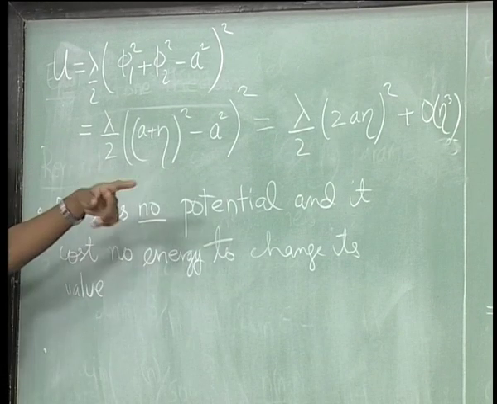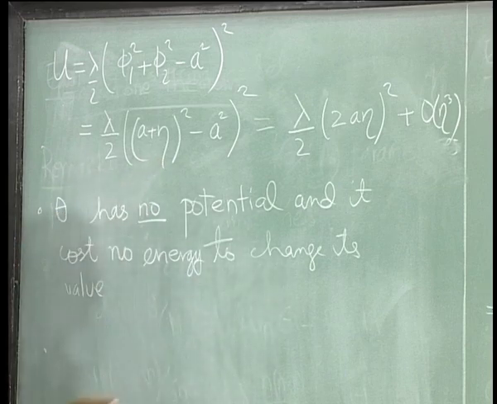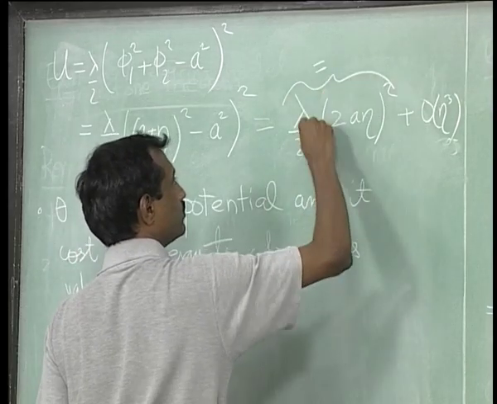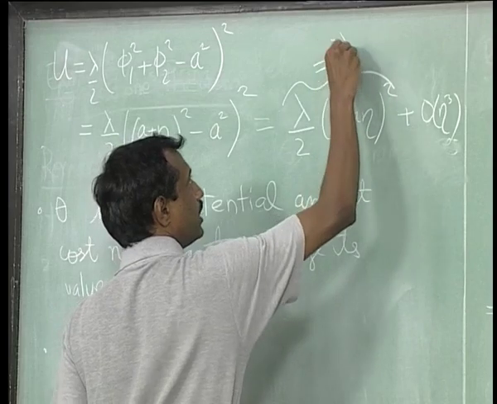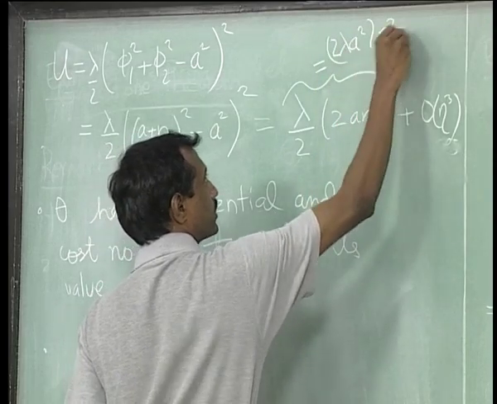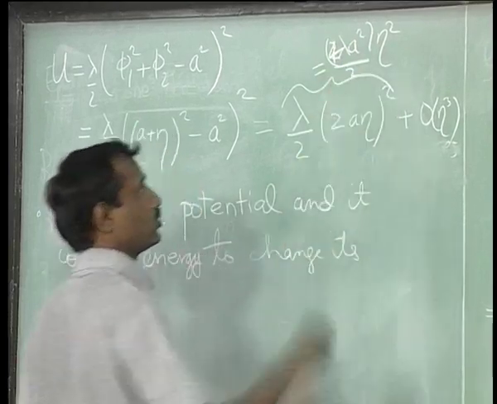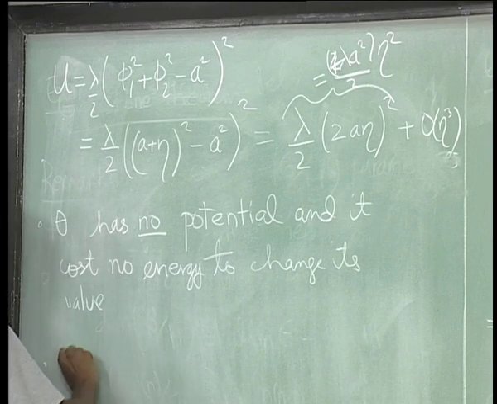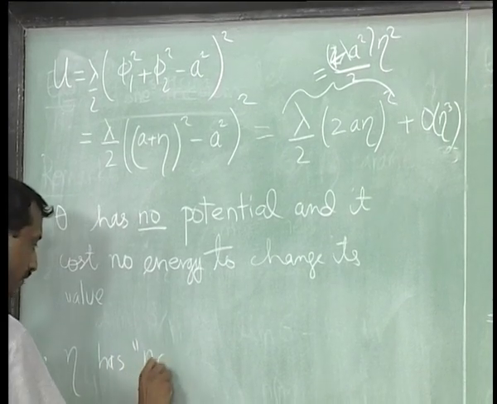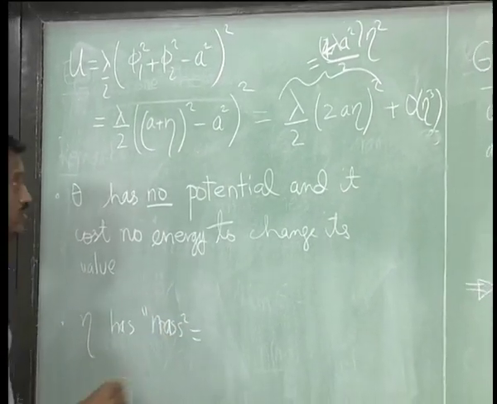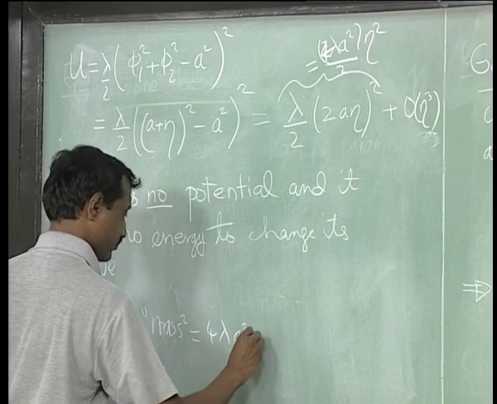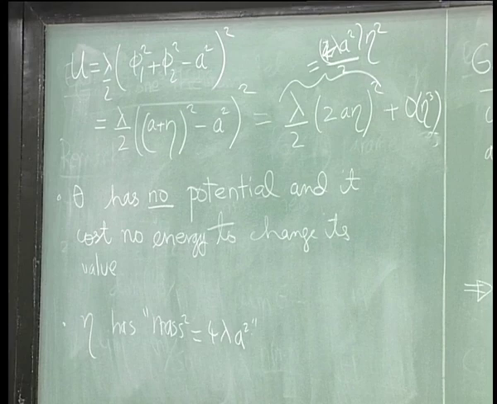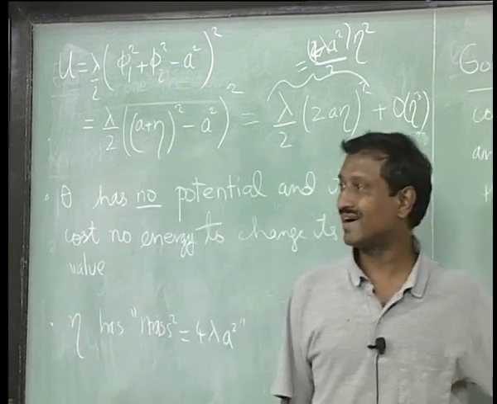The a square cancels. So, the leading term is this sort of a thing, and this term is equal to lambda. So, you get 2 lambda a square eta square, which I will write as 4 lambda a square upon 2. Okay. And eta has mass square equal to 4 lambda a square. So, this object is precisely what we will call the massless excitation.